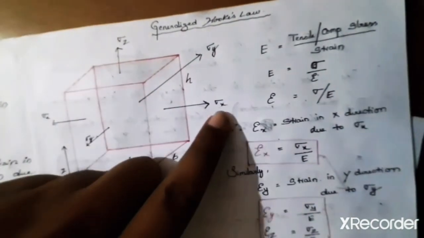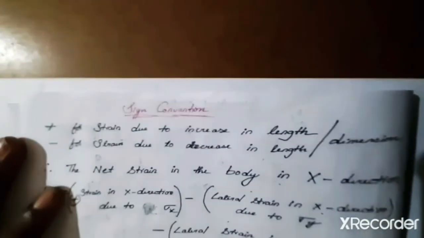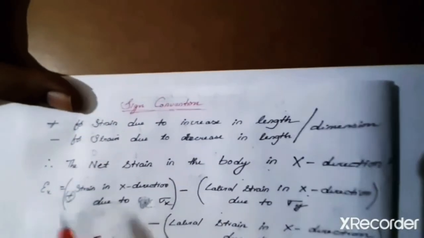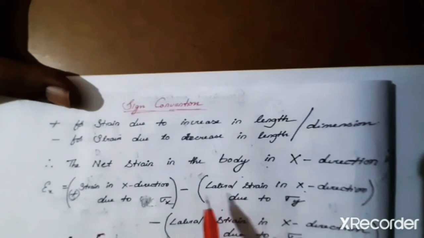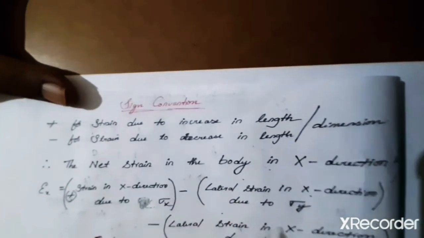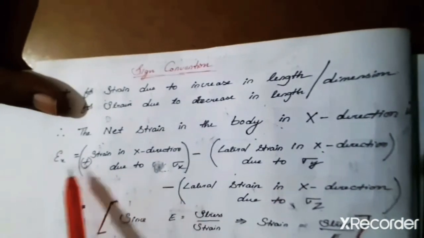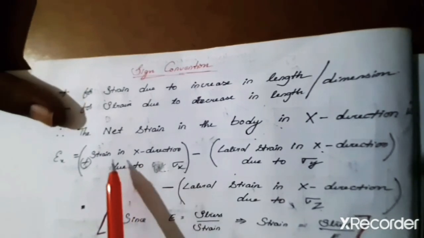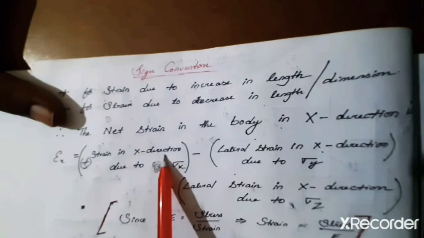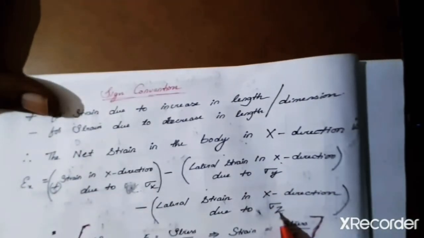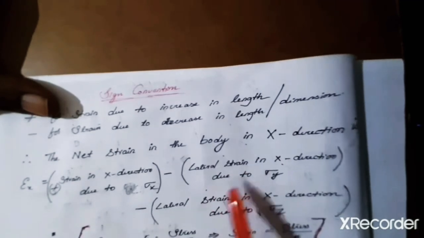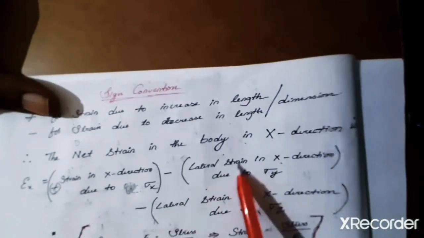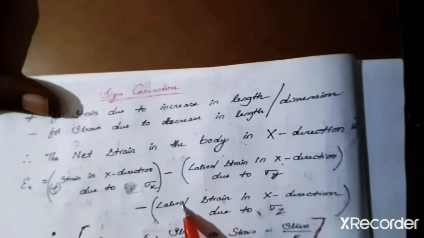Therefore, since sigma x is tensile in nature, I used plus for that, and for lateral I have used the negative symbol. Because of sigma x, the length of the cube or body is increasing, but because of sigma y and sigma z, due to the lateral strain, it is actually reducing the strain in that x direction.